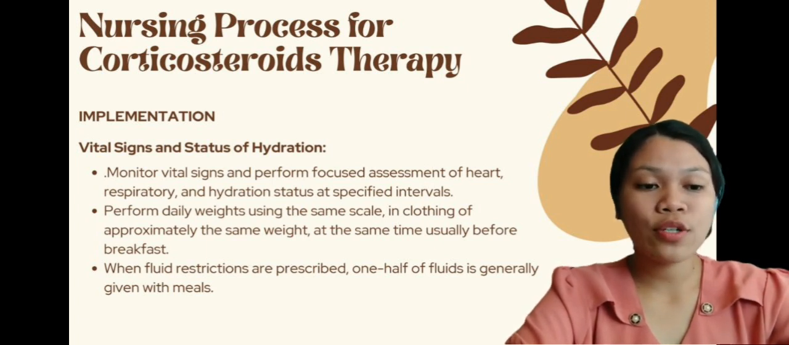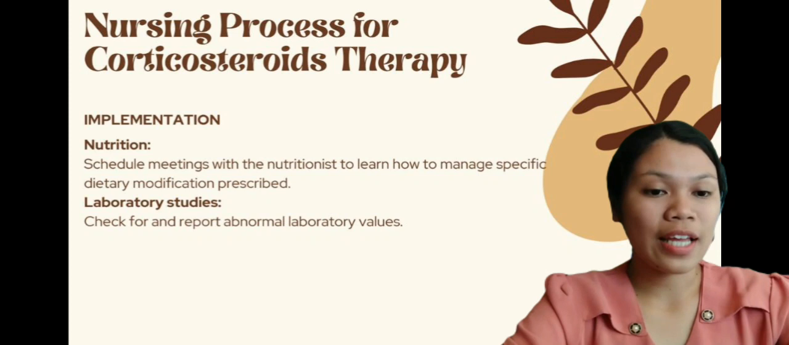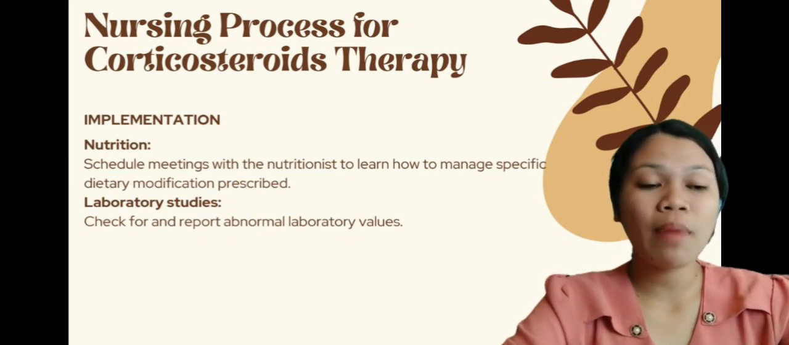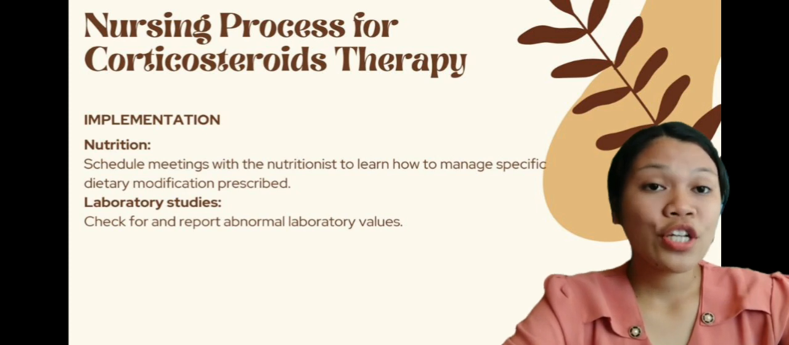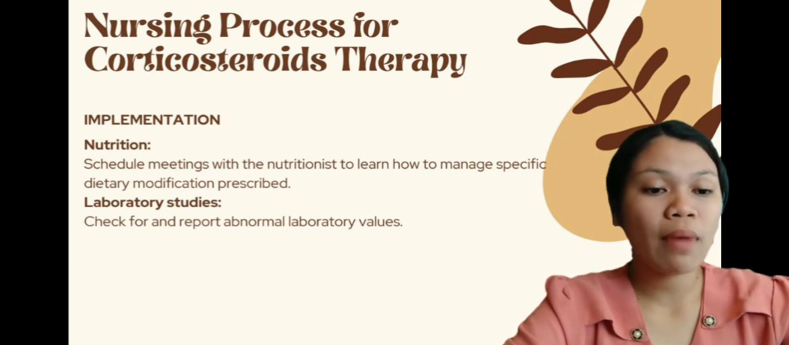Perform daily weights using the same scale in clothing of approximately the same weight at the same time, usually before breakfast. When fluid restrictions are prescribed, 1/2 of fluids is generally given with meals. Next is the nutrition. Schedule meetings with a nutritionist to learn how to manage specific dietary modification prescribed. Next is laboratory studies. Check for and report abnormal laboratory values.